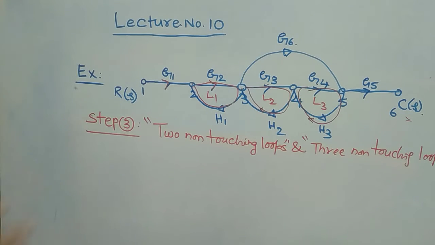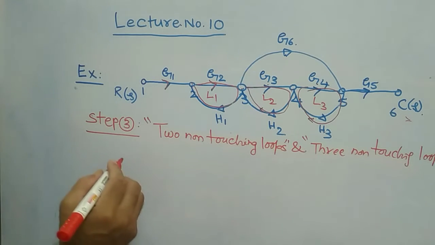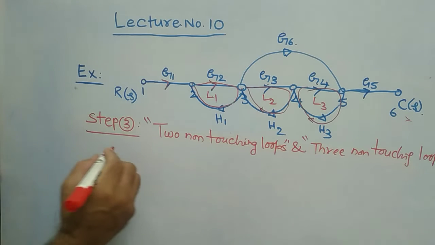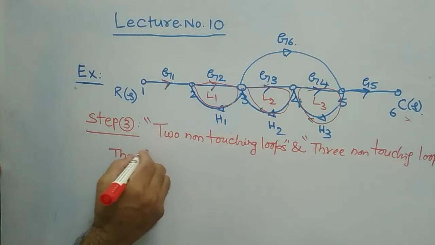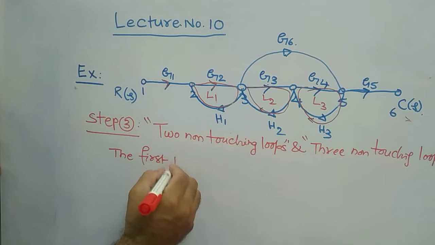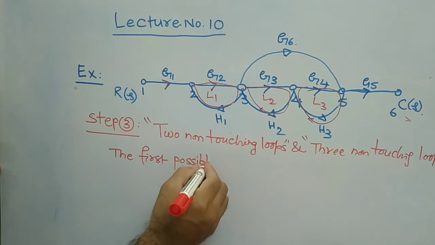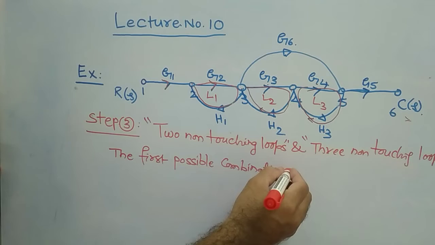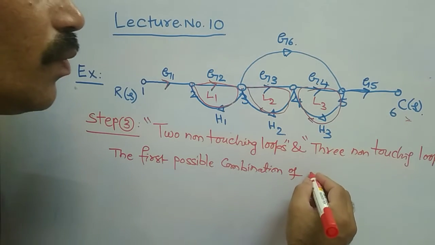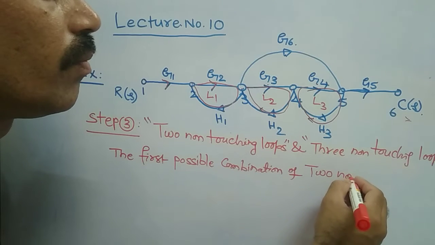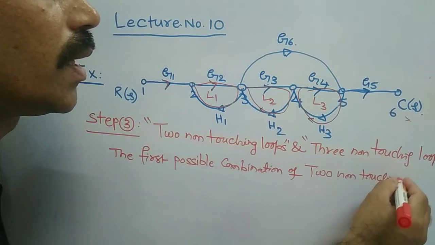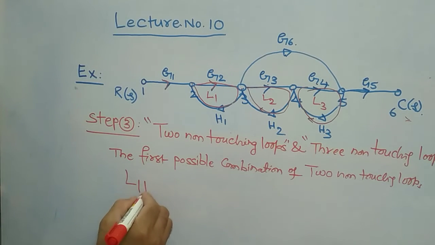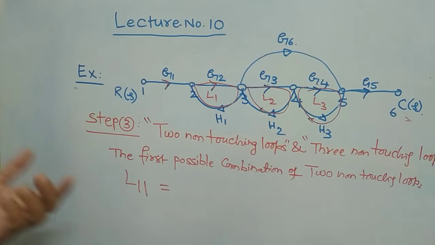So then what do we have to write for this? You can write that the first possible combination of 2 non-touching loops that you can identify, you can represent as L11. That is the representation.